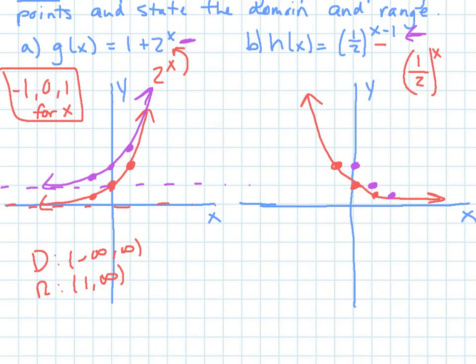So here our function moves to the right instead of staying that way. Now our asymptote did not change, and our domain didn't change either. We're still all reals, and my range is still between 0 and infinity.